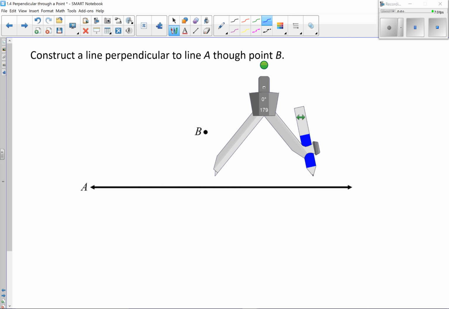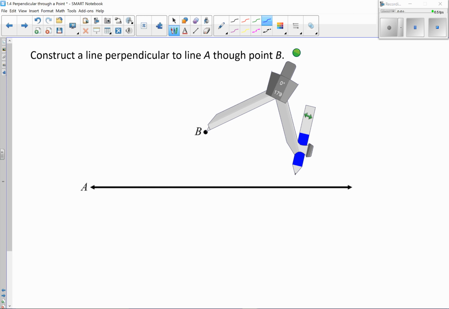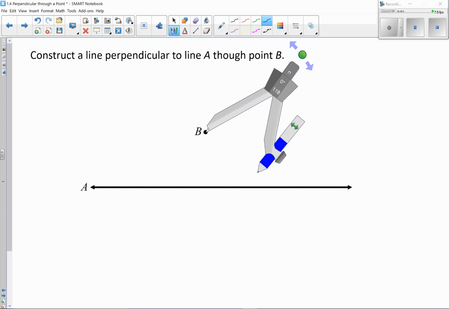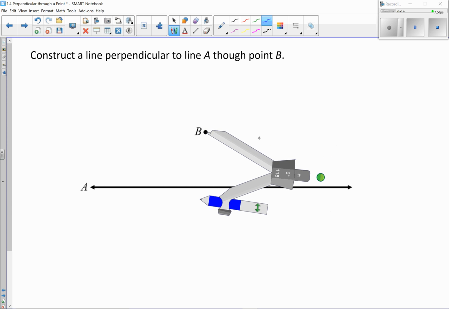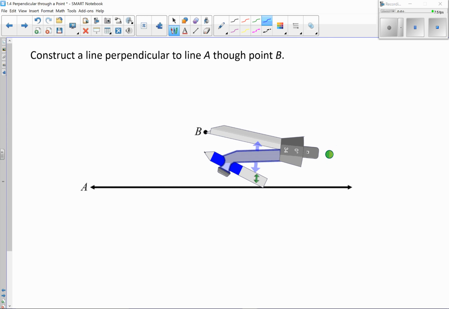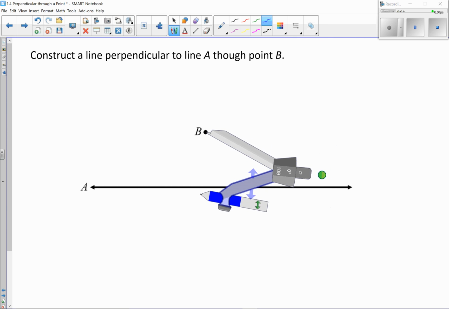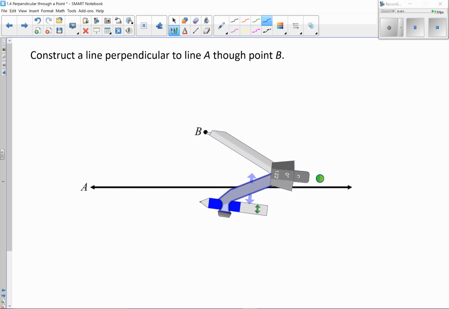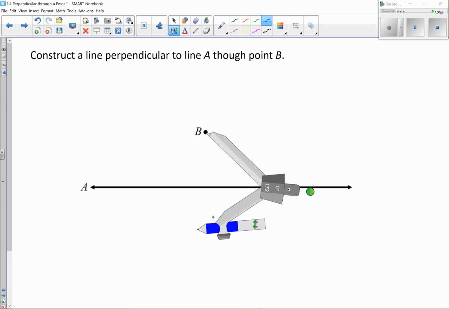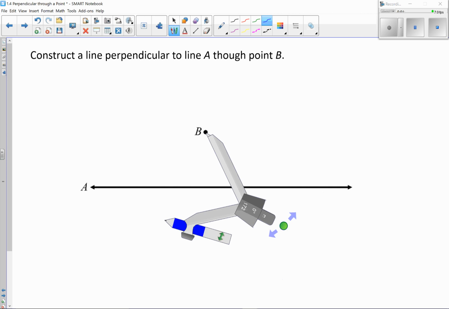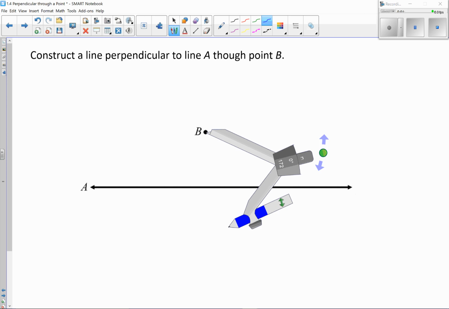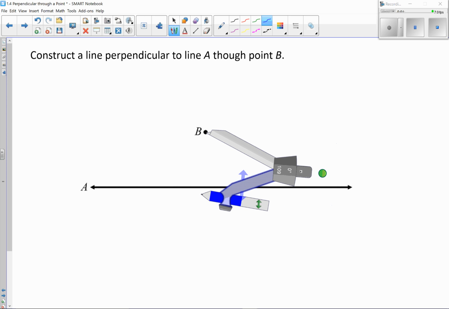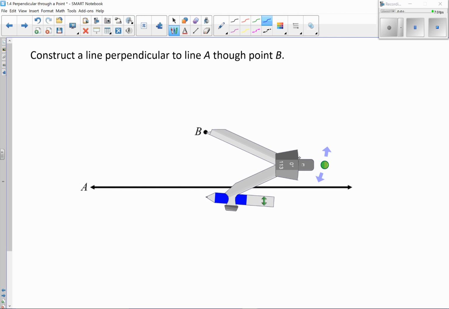Now, when I do this, I want to create an arc that goes through the line segment. So if I was to just turn this on its side for a second, you'll understand what I mean. It means I need to make an arc that's big enough to go through the line. So I need to stretch this past the line. Anywhere past the line, when I draw my arc, and I go left and right, I'm going to intersect this line twice. The closer I am to the line, the smaller that's going to be.